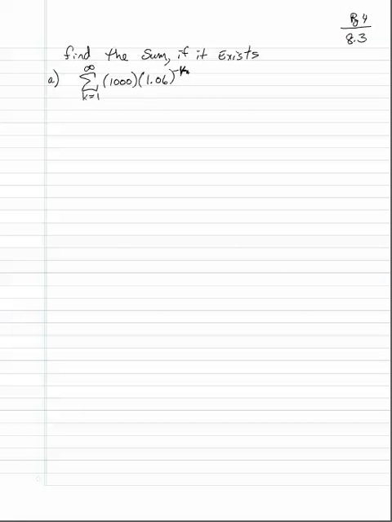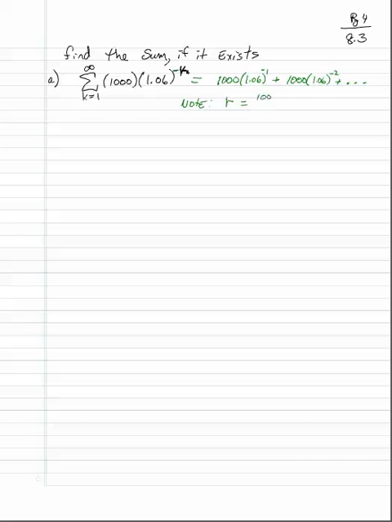All right, so let's find the sum if it exists. So we've got the summation of 1,000 times 1.06 to the negative k, where k goes from 1 to infinity. So this is an infinite sum. So we've got 1,000 times 1.06 to the negative 1, because it's negative k, plus 1,000 times 1.06 to the negative 2, plus dot, dot, dot, forever.